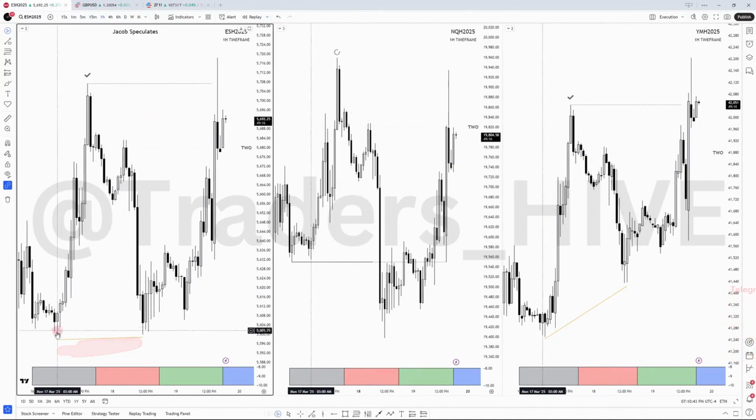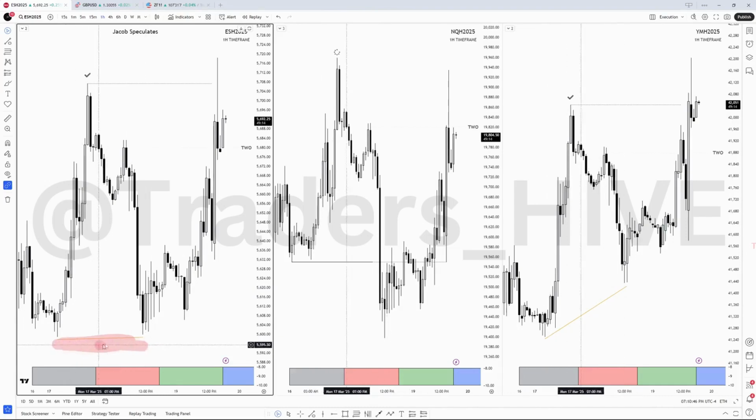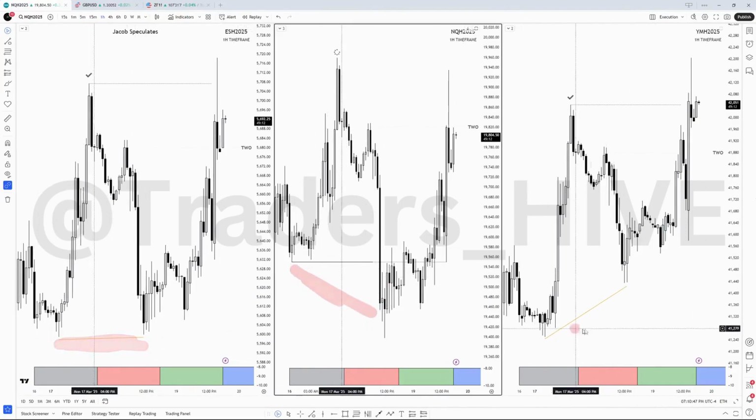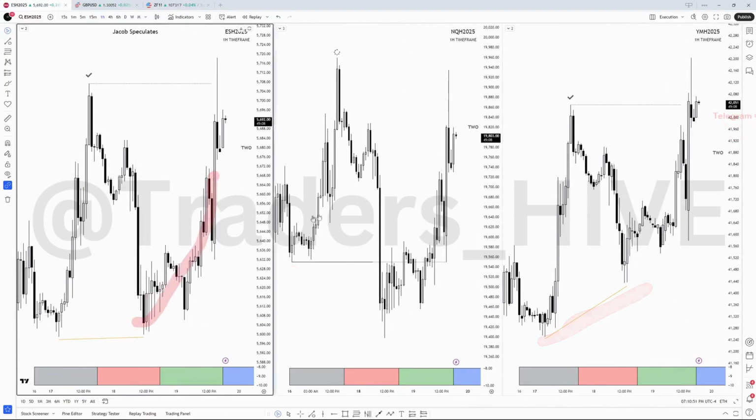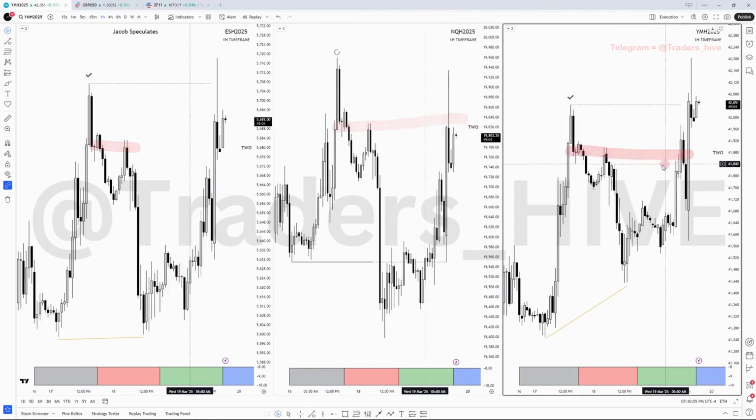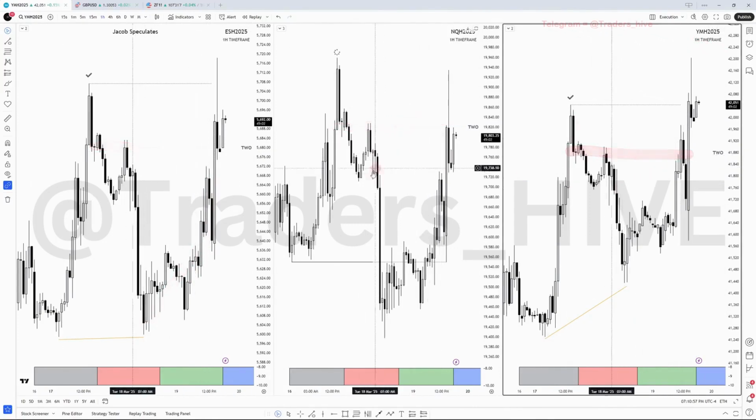There we go. But we had this SMT right here, which is what I said I wanted to see to kick off the run. And it was below the true week opening price, which is important.